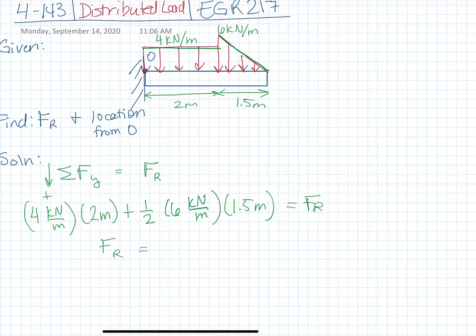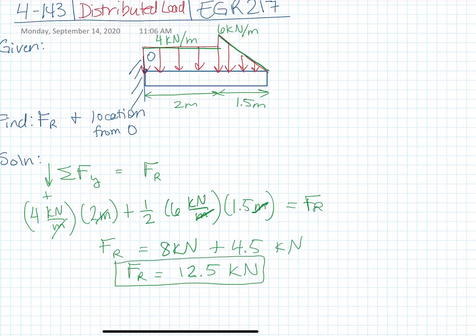So FR is going to equal 4 times 2, and the meters cross out, so that's 8 kilonewtons, plus 1/2 times 6, which is 3, times 1.5, which is 4.5 kilonewtons. The meters cancel out. Then we add those together, and we get the resultant force equals 12.5 kilonewtons. So that's part of the answer. Then they also wanted us to find the location from point O.